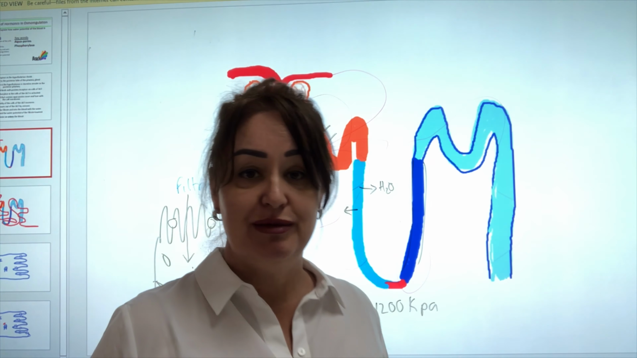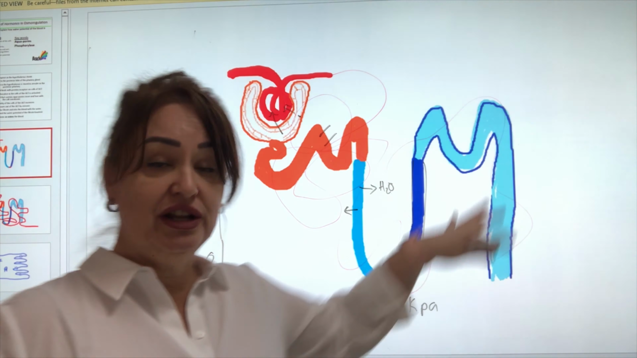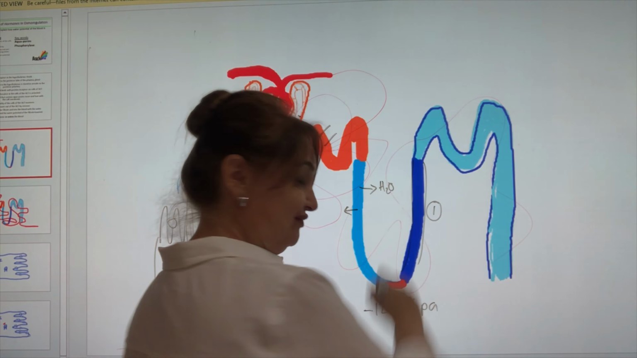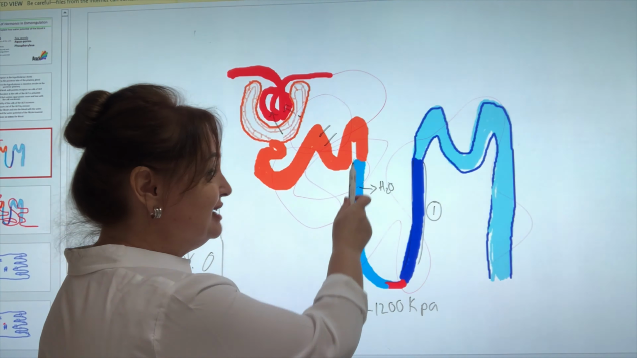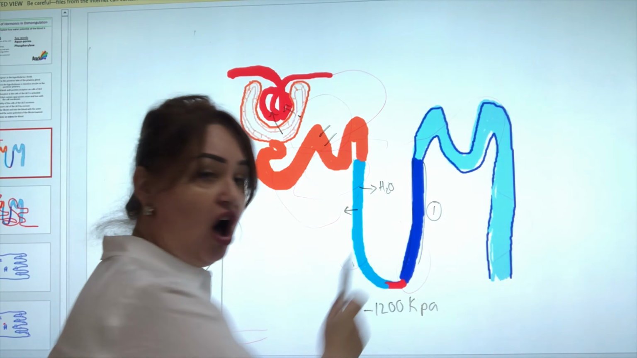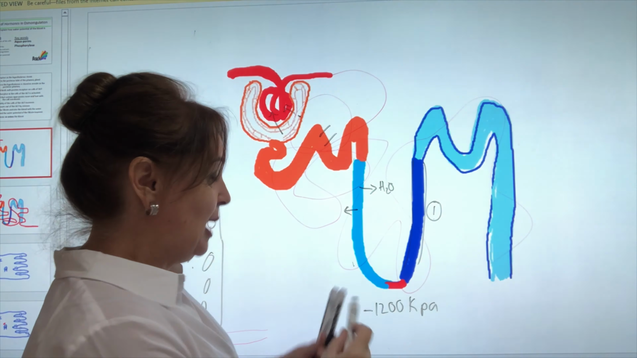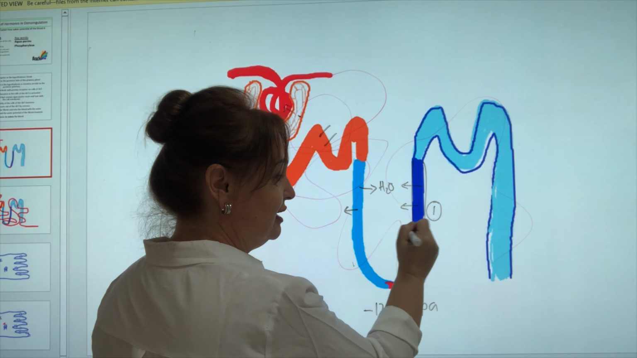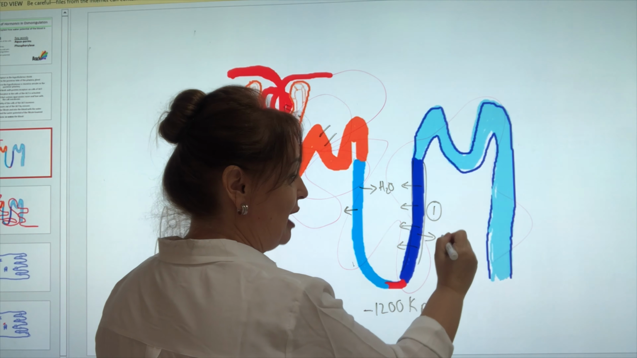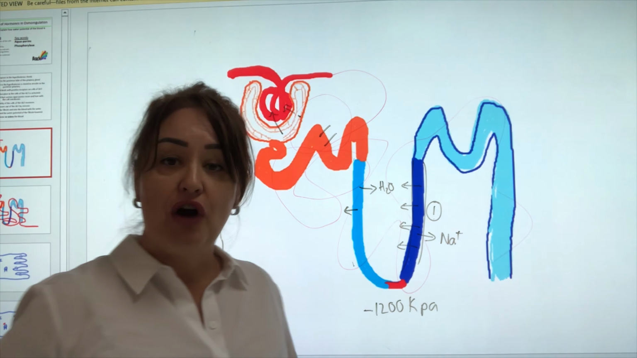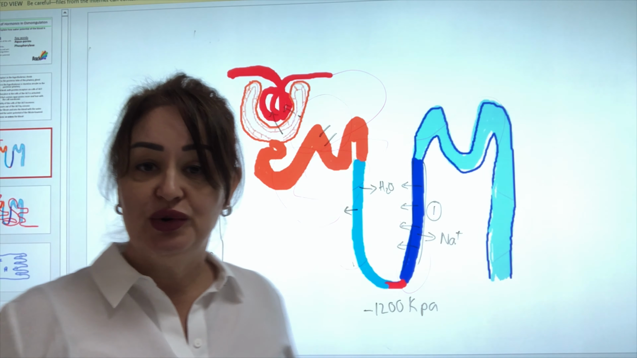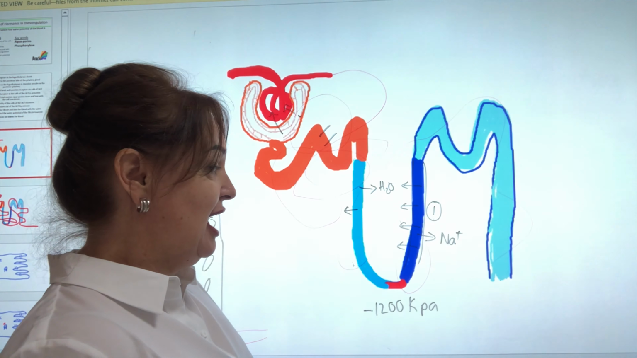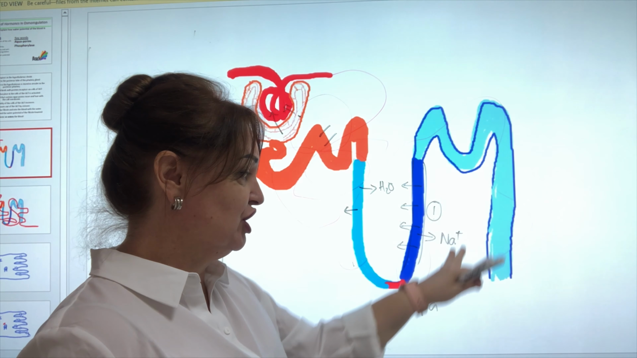Now the next thing I want you to remember is that when we describe what goes on in this loop of Henle, what we're always going to do is start our story here, because the things that happen on this side are a result of what happens here. So let's have a little look. We start by actively moving sodium ions out from the filtrate into the interstitial space. Okay, so by moving it over, we increase the concentration of sodium here.